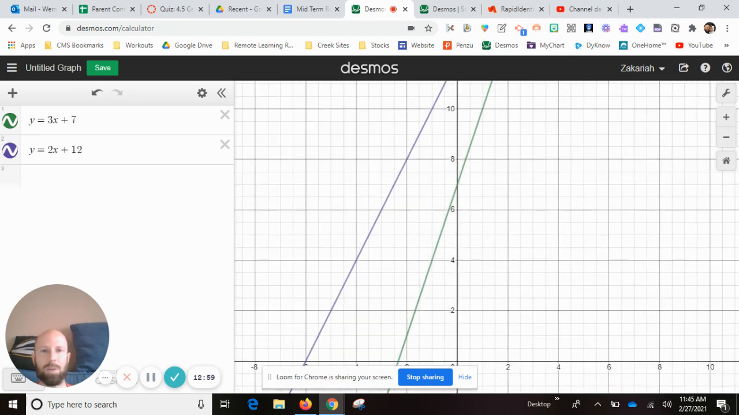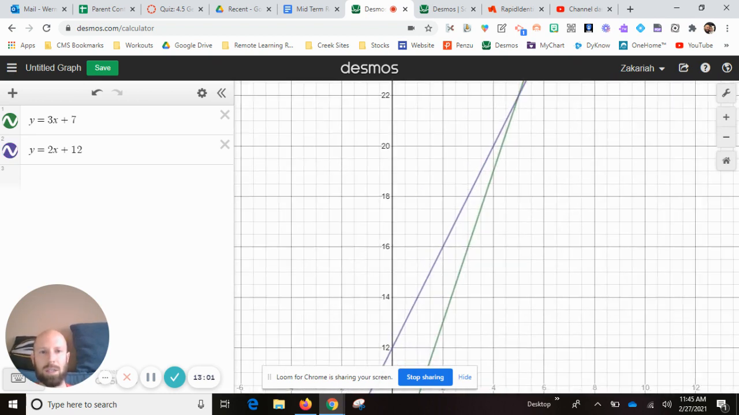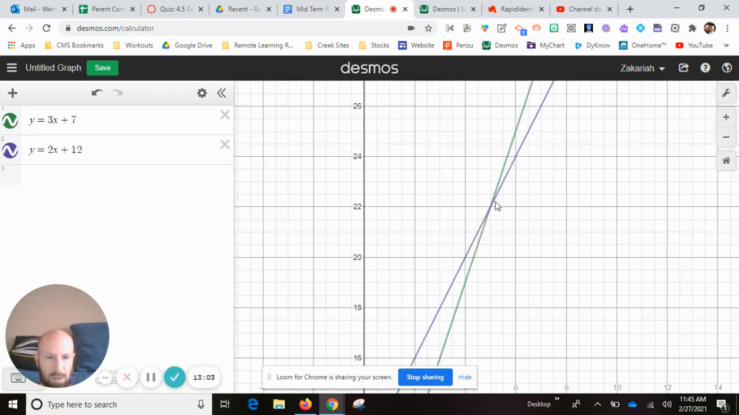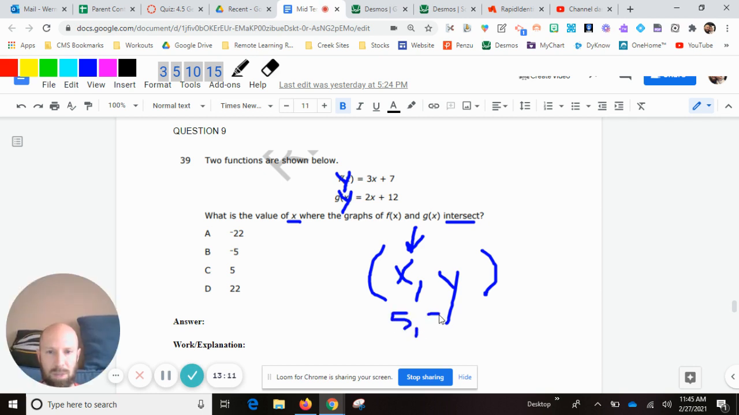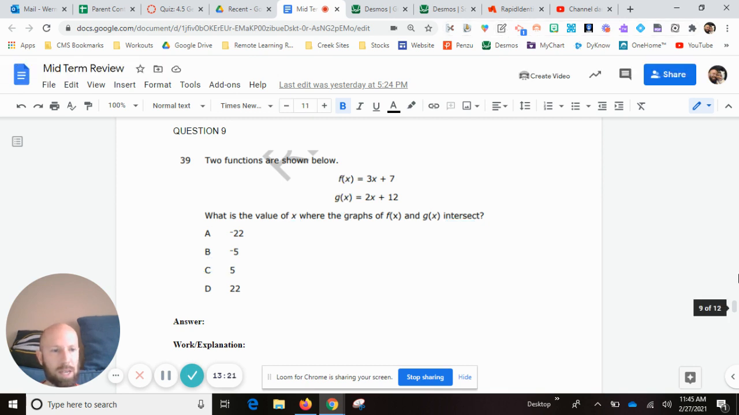I'm going to have to go up a little bit to find out where they cross. As we go up, I can see they crossed right here. Our ordered pair is 5, 22. Again, this problem just wants the x. That's the first value. The first value is 5. The answer is C. Let's move along to question 10.